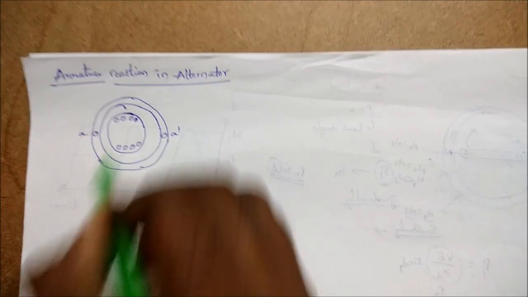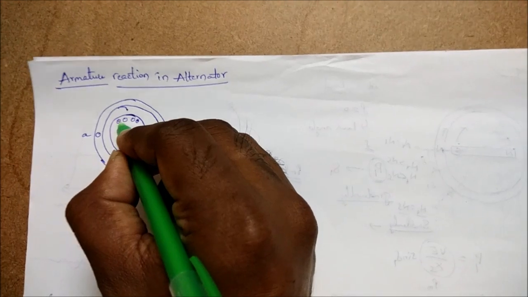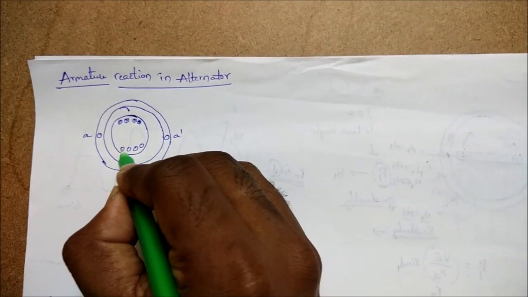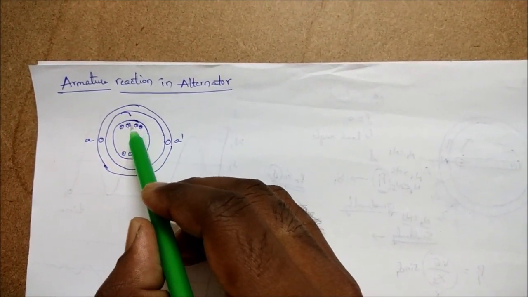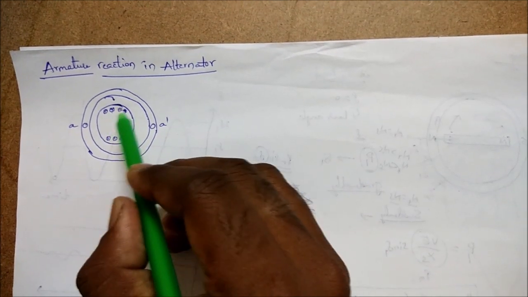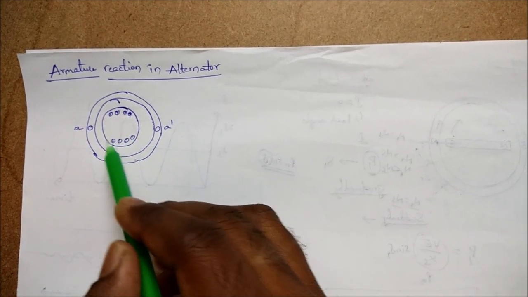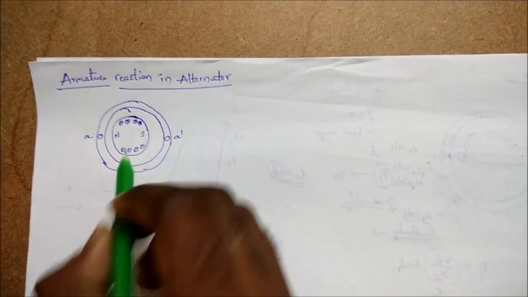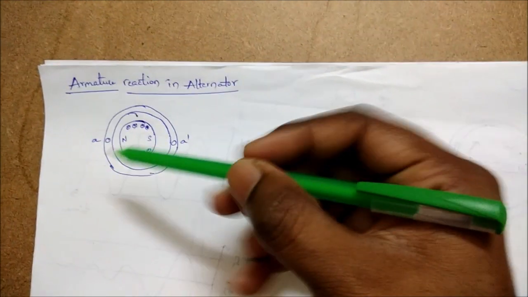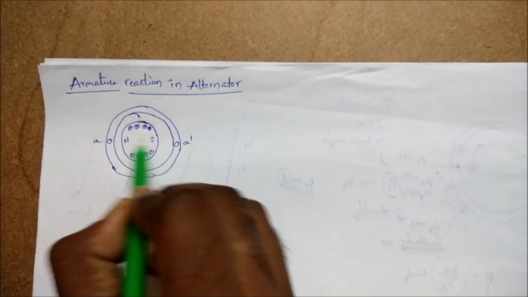Now the rotor is given DC supply, so there are currents flowing in these windings. Let us assume the crosses mean the current is flowing into the winding, and here the current is coming out of the winding. As the current is flowing through the rotor conductors, a flux is produced with N here and S here.